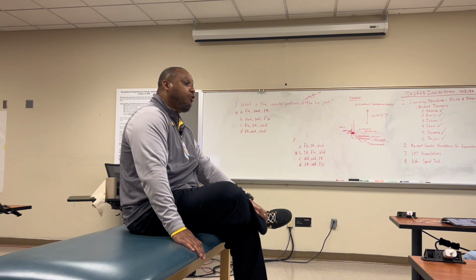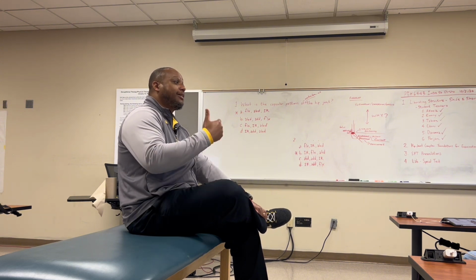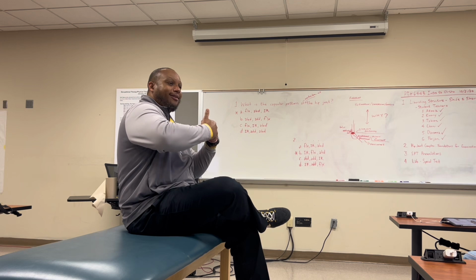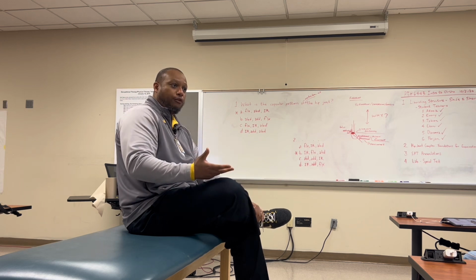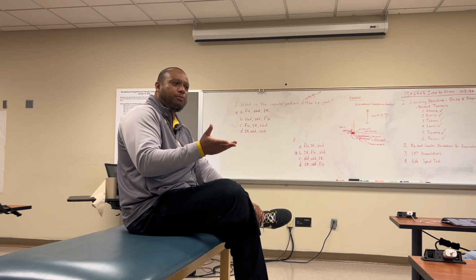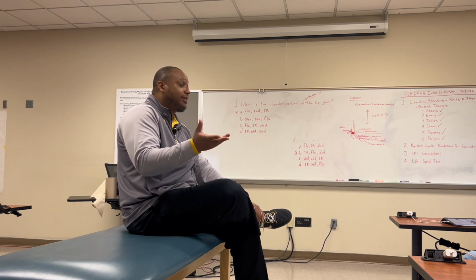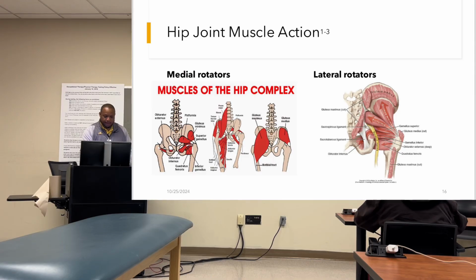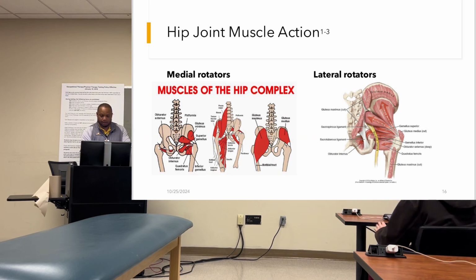Or when you do it supine, you have the person flex the hip and pull the leg back, stretching the piriformis that way. But now you have to think about why we are having a person go into this position to stretch the piriformis. It's muscle action. All right, hip joint muscle action, medial rotators, muscles of the hip joint complex, and lateral rotators.